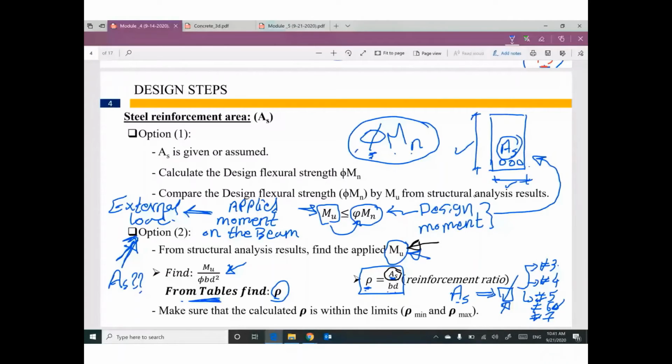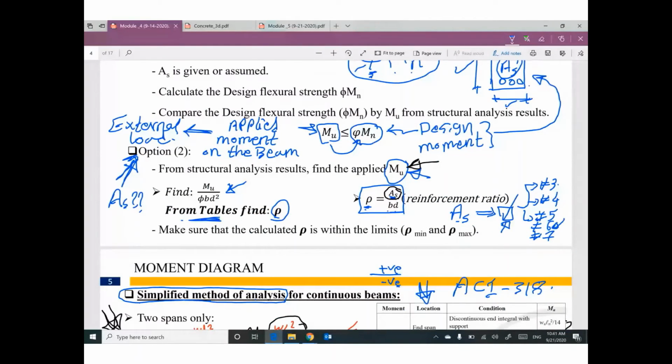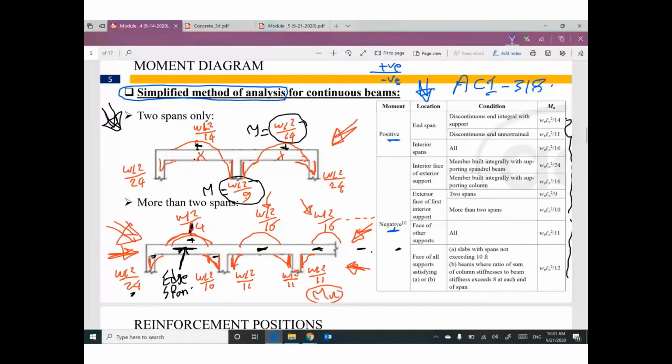And we learned that if the moment is given and the area steel is not given, we can use the table to figure out rho and then area steel. We learned that if you have a beam, 2 spans, 3 spans, or whatever, with distributed load, I can figure out the moment. And this moment can tell you where to put the steel reinforcement, the position of the steel reinforcement.